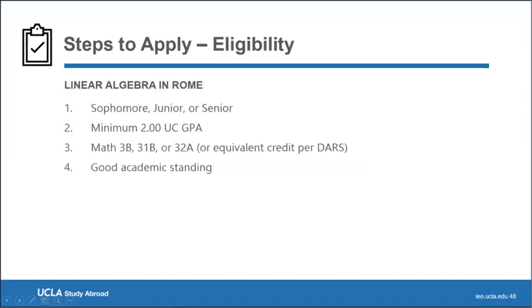And last but not least, we have our linear algebra in Rome program. Students must have a sophomore, junior, or senior class standing before departure, have a minimum of a 2.0 UC GPA, and complete Math 3B, 31B, or 32A. Once again, we also accept equivalents per DARS, and good academic standing.